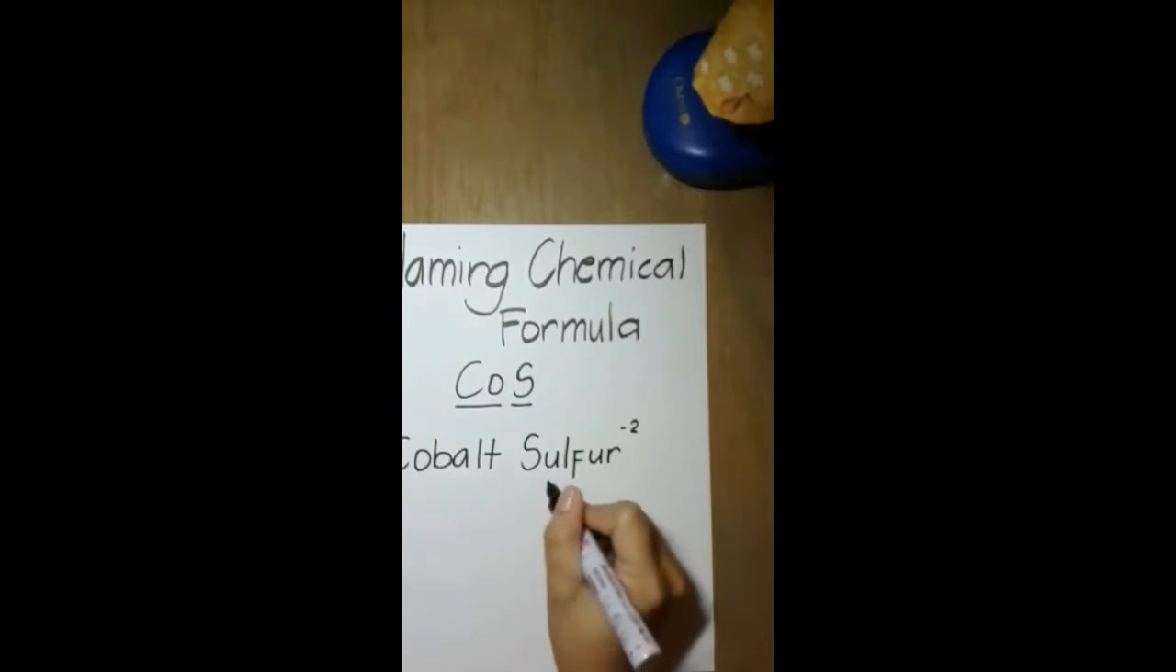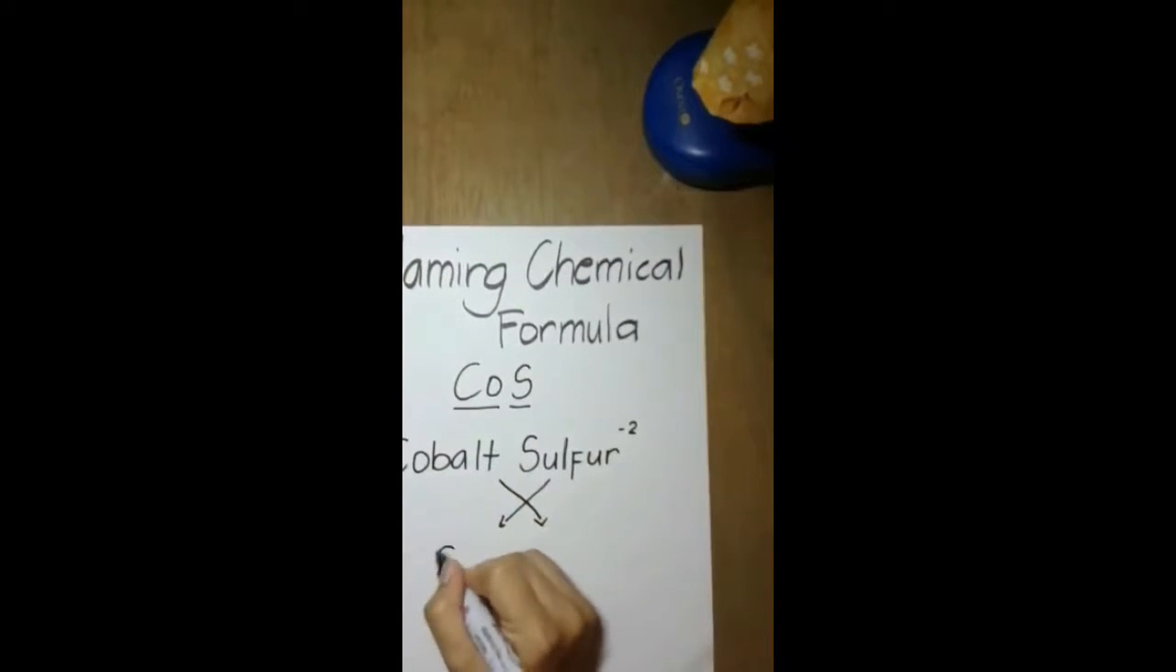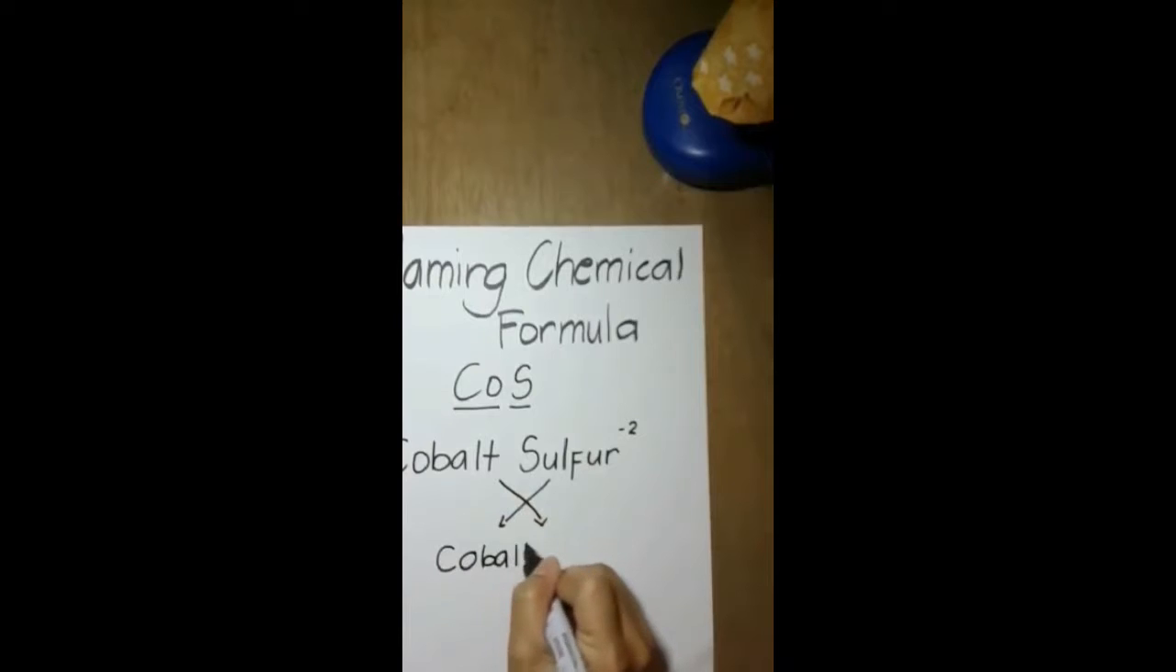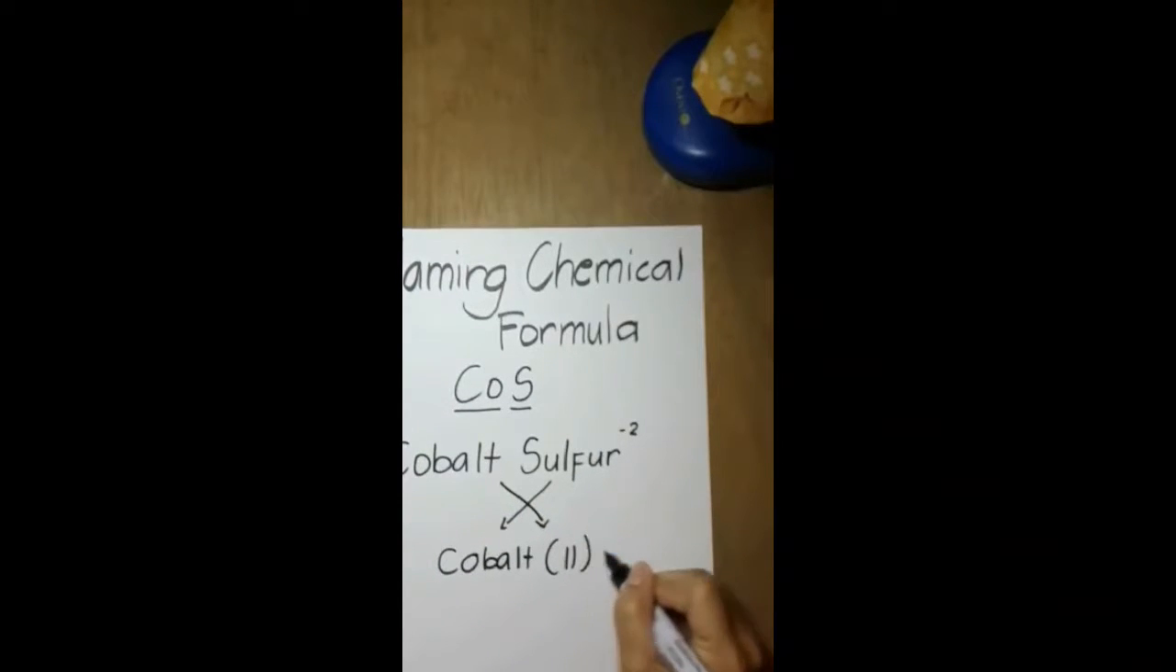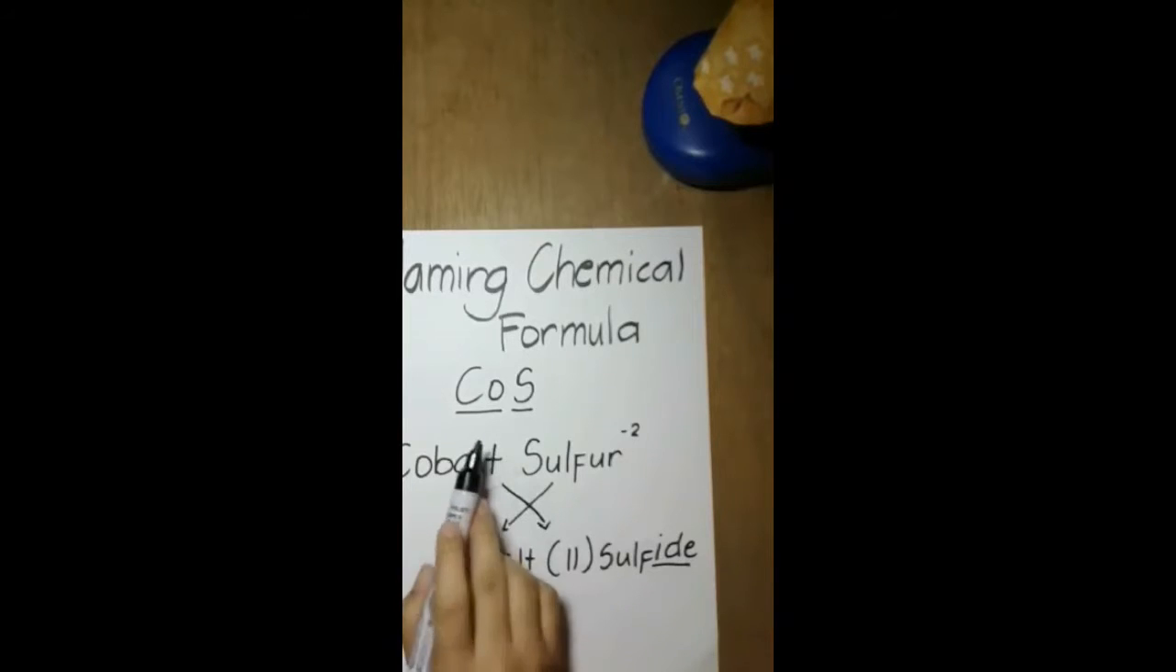If we cross-multiply it, then we can arrive at the name cobalt(II) sulfide. Note that sulfur is a non-metal, meaning we have to change the latter letters to IDE. So this formula is named cobalt(II) sulfide. The Roman numeral indicates the charge balancing the 2 negative charges of sulfur.